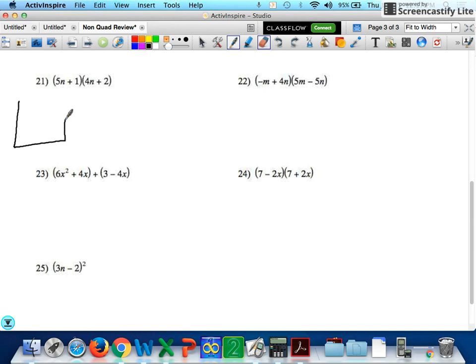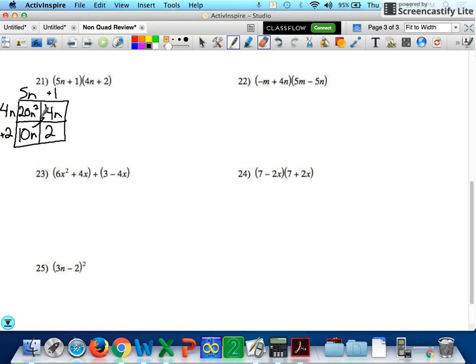First, you build your window. Then you put your polynomials on it. 5n, positive 1, 4n, positive 2. The sign goes with the number. Then we fill in all of our window panes. 4n times 5n is 20n squared. 5 times 2 is 10n. Doesn't matter what order you go in. 4 times 1, that's this window pane right here, is 4n. And 2 times 1 is 2.